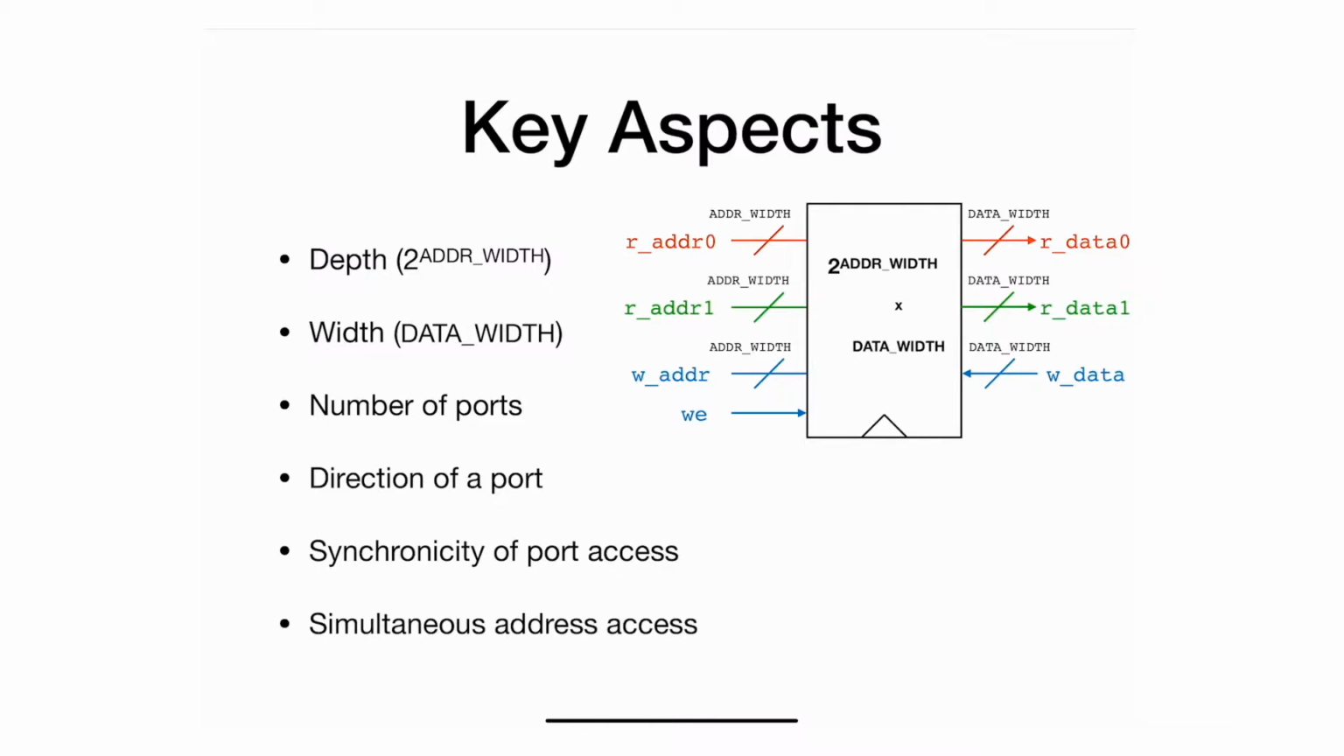Also, the other key aspect is the width, and the data width is going to be another parameter that will describe basically how many bits is a word. It's basically the width of a word. Of course, we're going to have to specify the number of ports and the direction of the ports. For example, in this figure, you're going to see that I have 1, 2, and 3 ports. They're colored differently so that we can easily visualize it. Two of these ports, the red and the green, are read ports, and the blue port is a write port. So that's specified with the direction of the port.